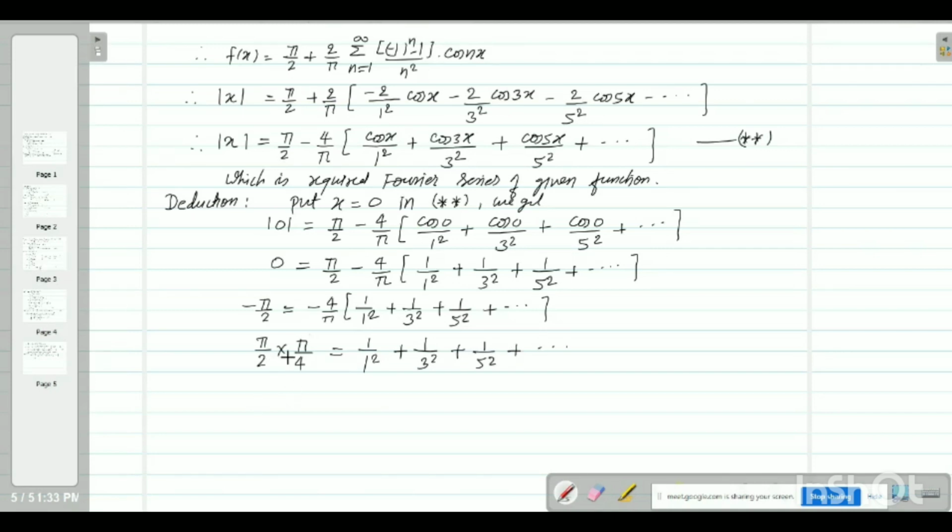So if I multiply, you will get pi square by 8, and this is equal to 1 upon 1 square plus 1 upon 3 square plus 1 upon 5 square and plus 1 upon 7 square and so on. So no need to write more. Which is the required deduction of the given function.